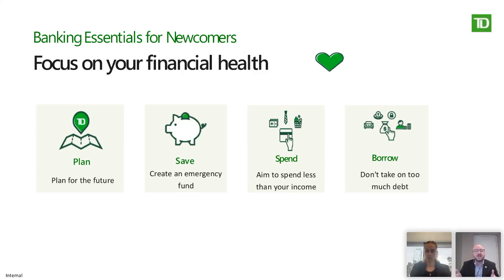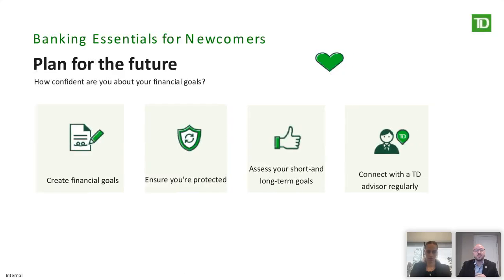To understand how you can achieve financial health, let's start by looking at its 4 components, and we're going to start with the first one, which is plan. Before you look into the future, you want to make sure you know your current situation. You may find it helpful to do a full self-assessment of your finances. That means looking at your income and savings, as well as the status of any debt that you may hold. TD can help you develop a plan that is right for your needs and your circumstances.